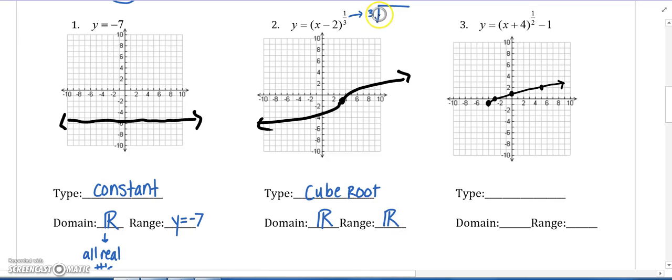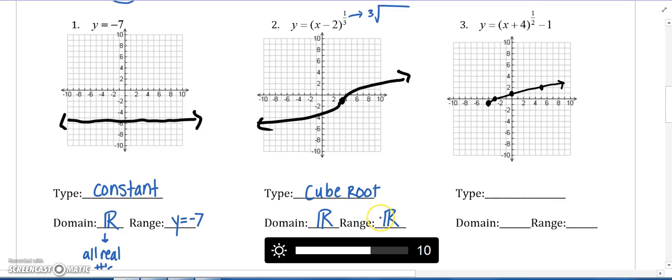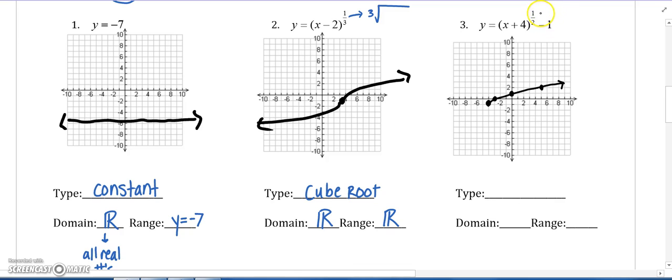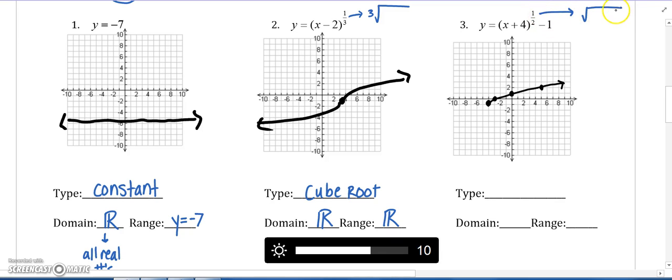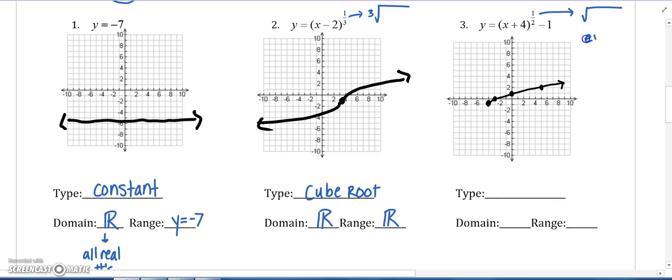All right, cube root will always have all real for domain and range, because there's no limitations on an odd root. Now for number 3, it's a different story. x plus 4 to the 1/2 minus 1. Remember, 1/2, that's a square root. Square roots are different, or rather, even roots are different.